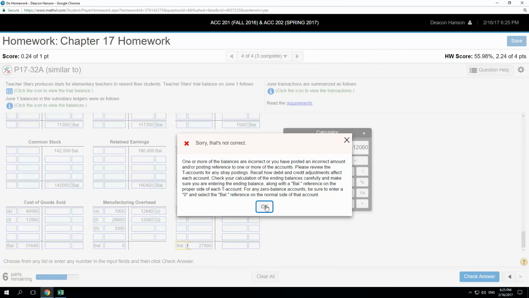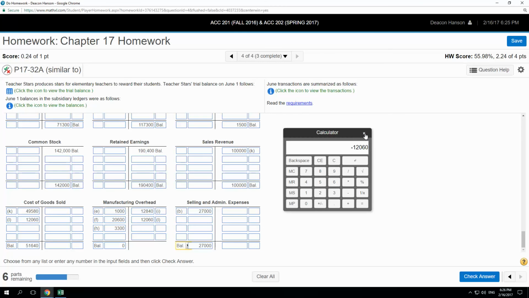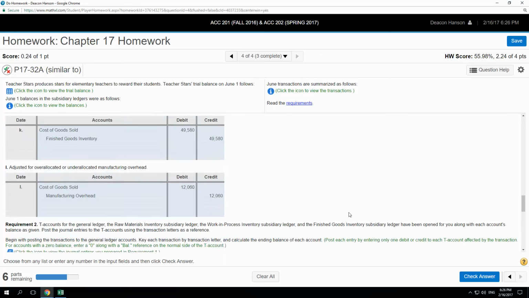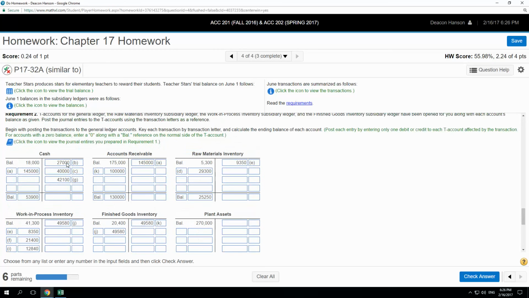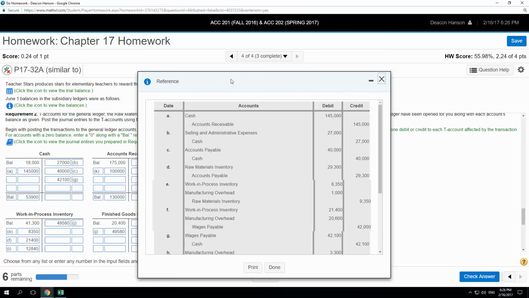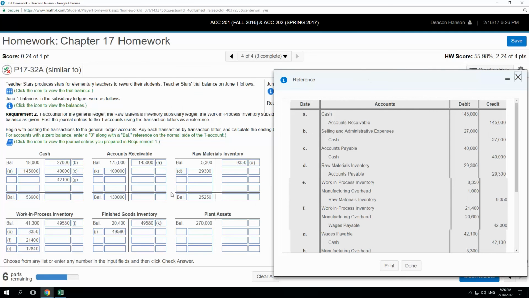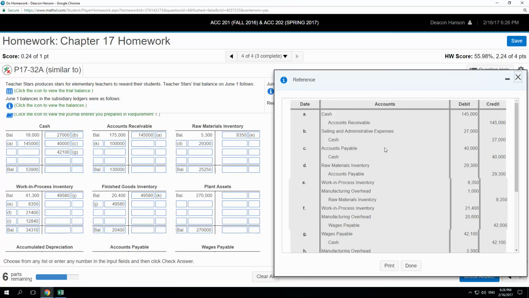Okay, we must have not posted correctly. See, that's the problem with going so fast. One or more of the balances are incorrect. You have posted an incorrect amount. So I don't want to say we're in the worst situation possible, but it's going to require a little bit of a double check here. It's not too specific on what we did wrong. Let's go back and eyeball it.